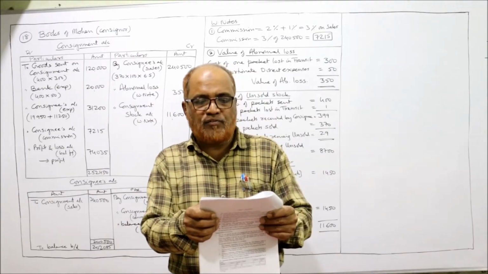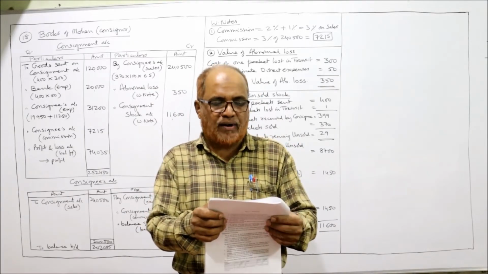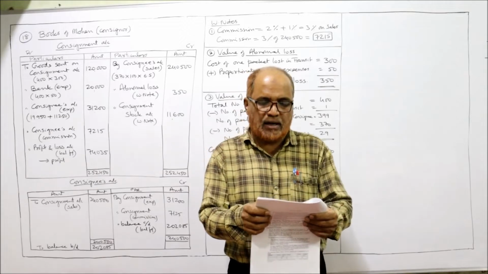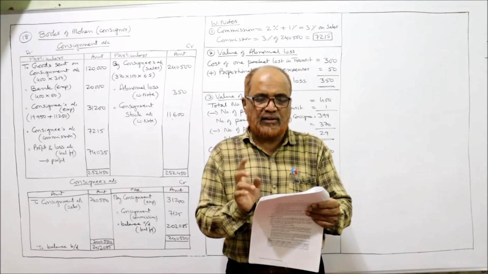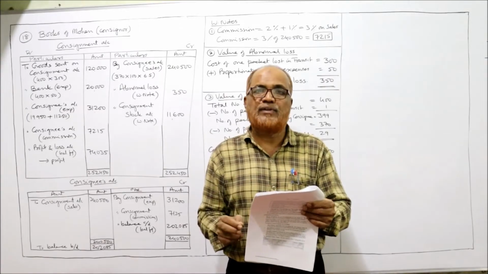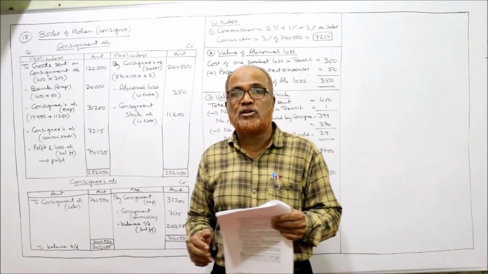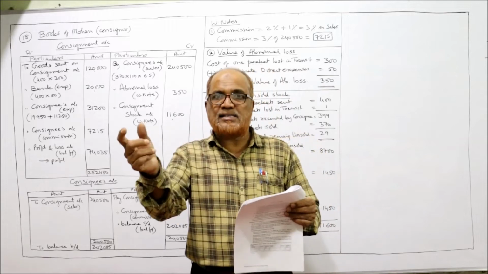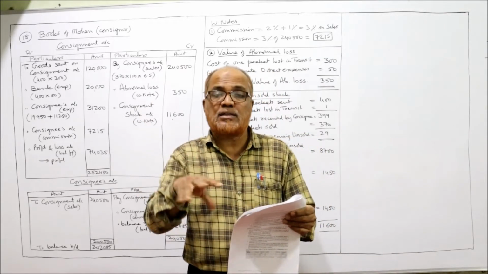Mohan spent rupees 50 per packet as cartage, freight, insurance and forwarding commission. So how many packets has he sent? 400. So 400 into 50, 20,000 rupees he has spent. 400 packets he has sent, each packet 50 rupees direct expenses.